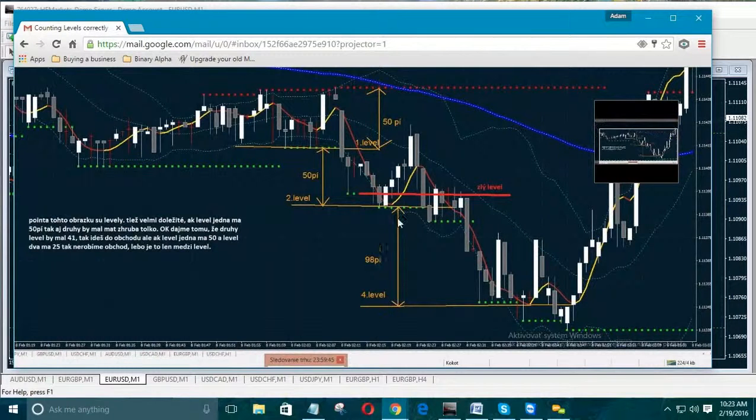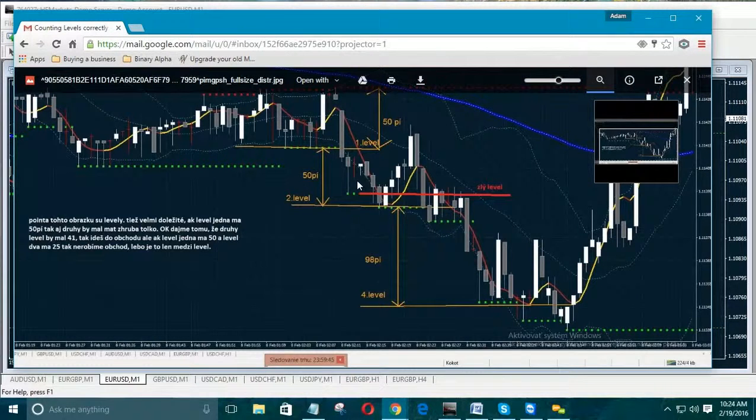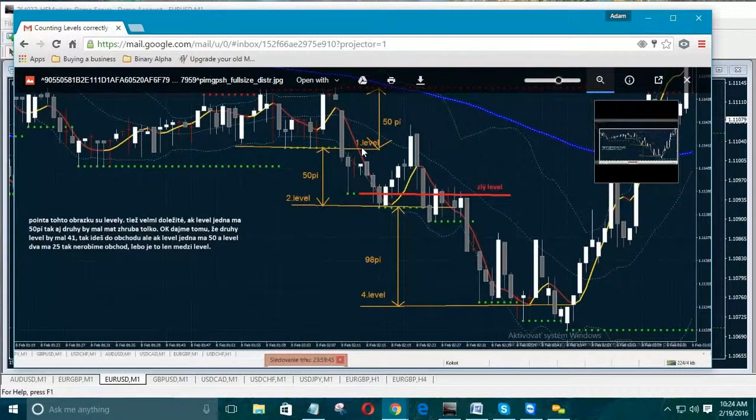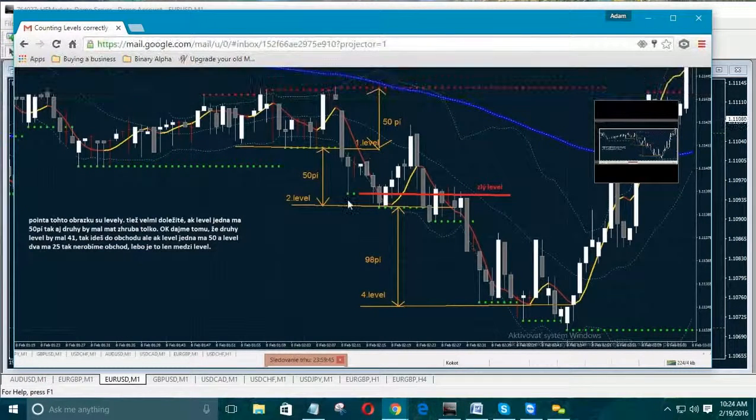Now this would actually be our 3rd level, because what we said is the next level has to be a minimum of the same as the 1st level. So this has to be a minimum of 50 points, but it can also be more than 50 points. So we have 50 points here, 1st level. We have 50 points here for our 2nd level. And then if this is 98 points to the next level, then this is actually our 3rd level. If we don't have any other levels in between, then this is our appropriate level.